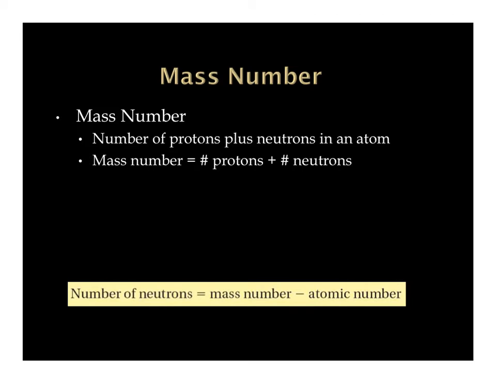The mass number is the number of protons plus the neutrons in an atom. This number is not found on the periodic table. To get the number of neutrons from this number, you can subtract the mass number minus the atomic number, or the number of protons.